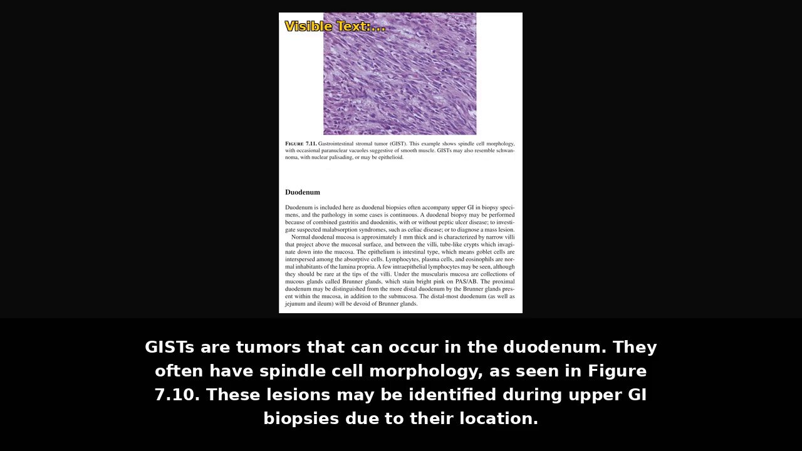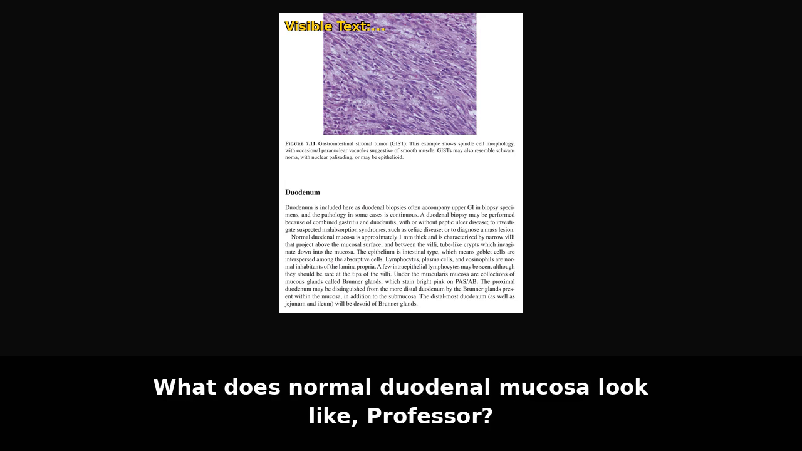GISTs are tumors that can occur in the duodenum. They often have spindle cell morphology, as seen in figure 710. These lesions may be identified during upper GI biopsies due to their location. What does normal duodenal mucosa look like, Professor?